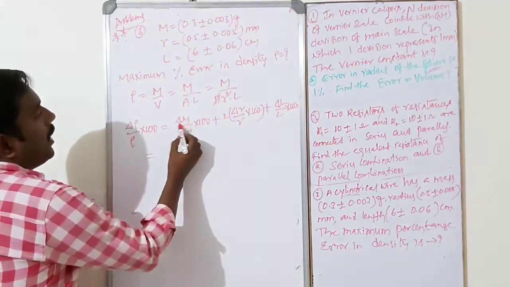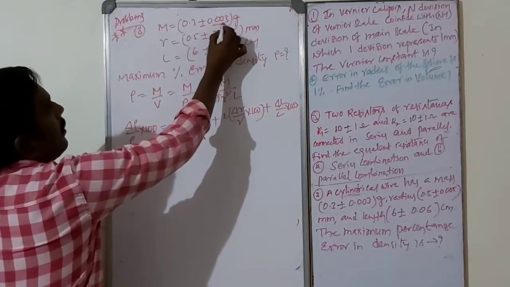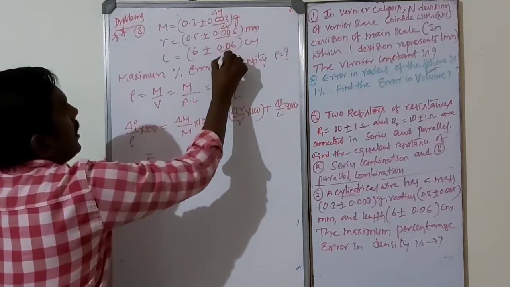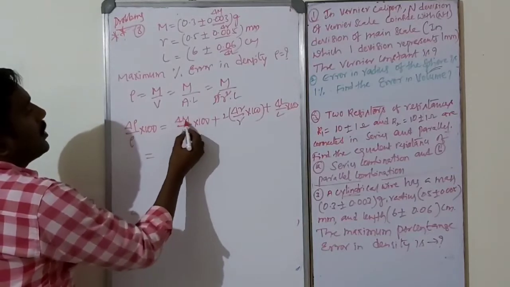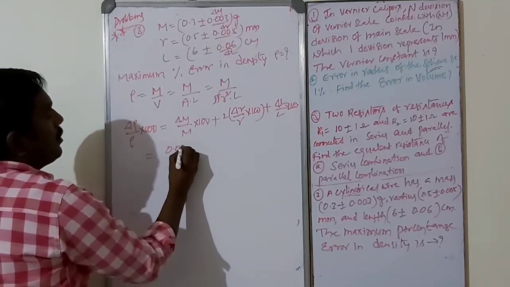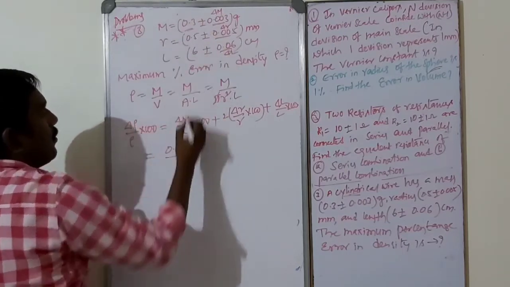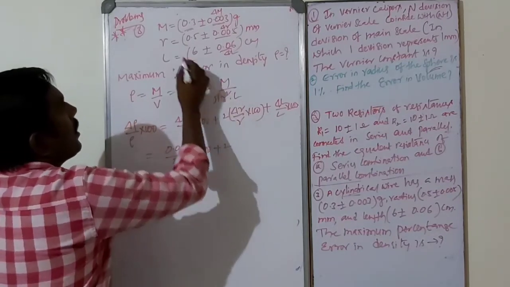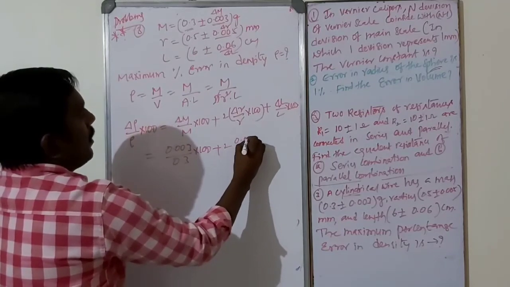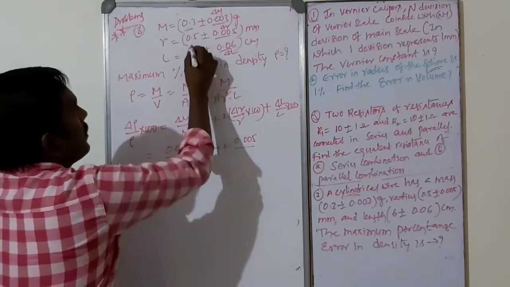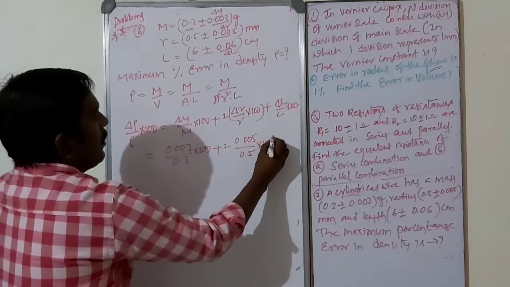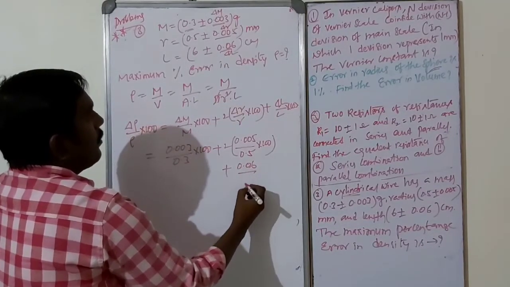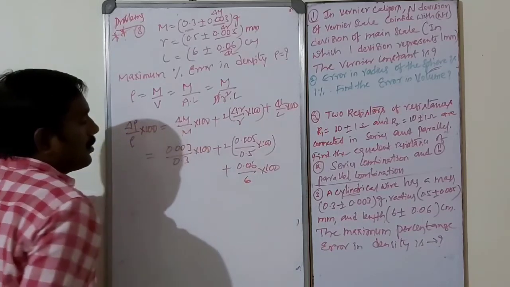So delta m by m, where delta m is the error. What is the delta m value? This is delta m, this is delta r, this is delta L. So delta m is 0.003 divided by m 0.3 into 100, plus 2 into delta r 0.005 divided by r 0.5 into 100, plus delta L 0.06 divided by 6 into 100. So these are the given values.